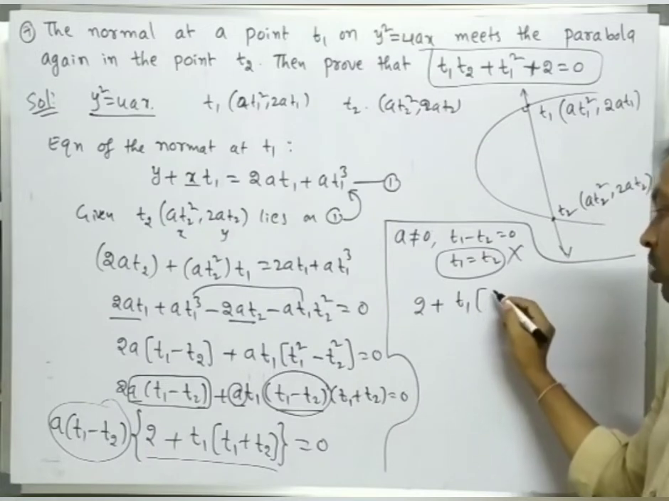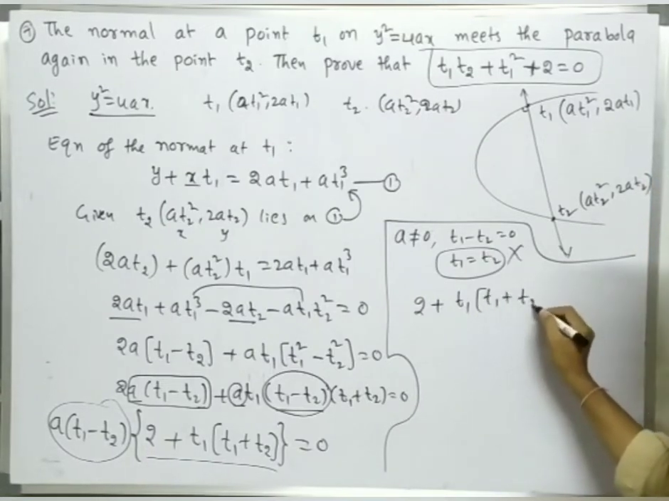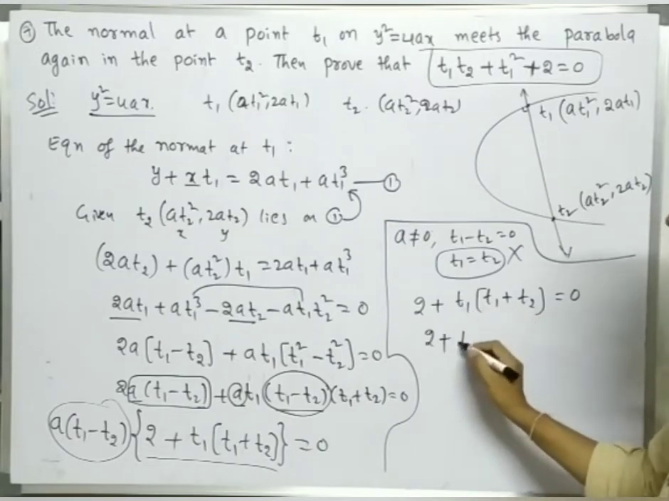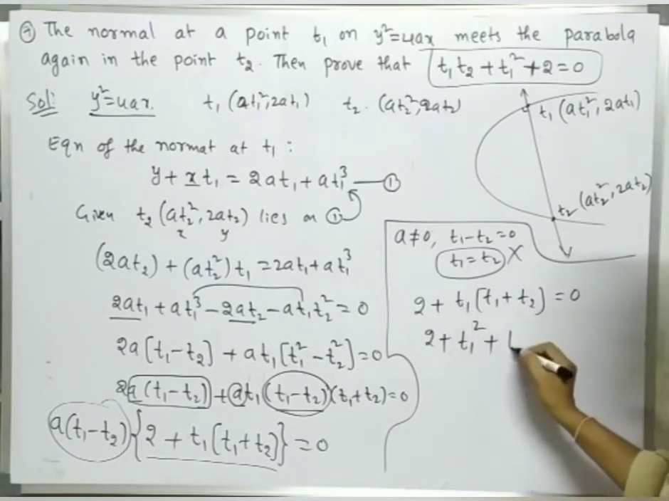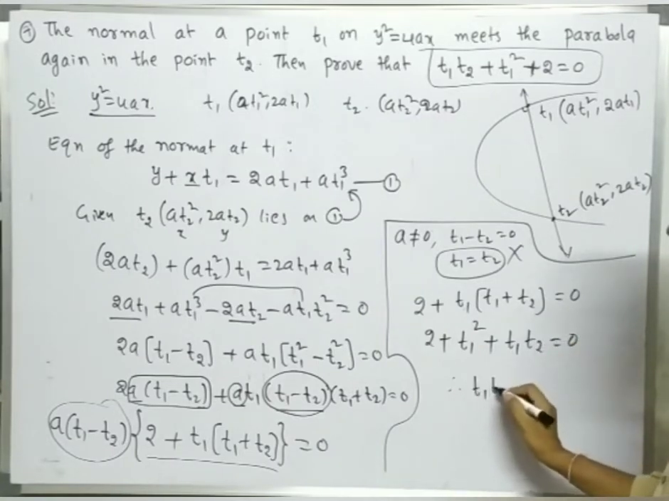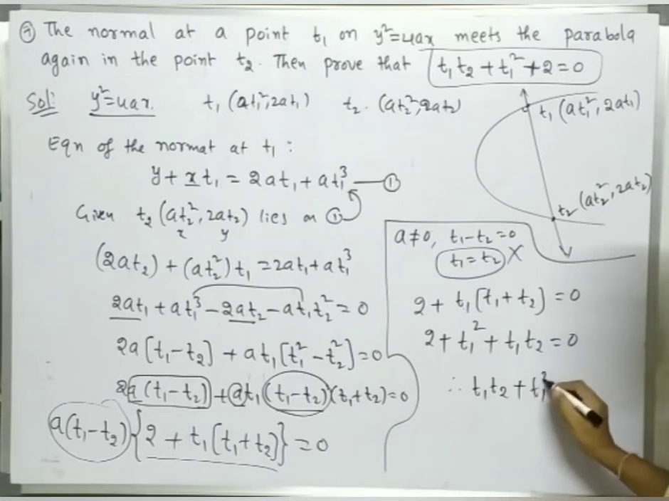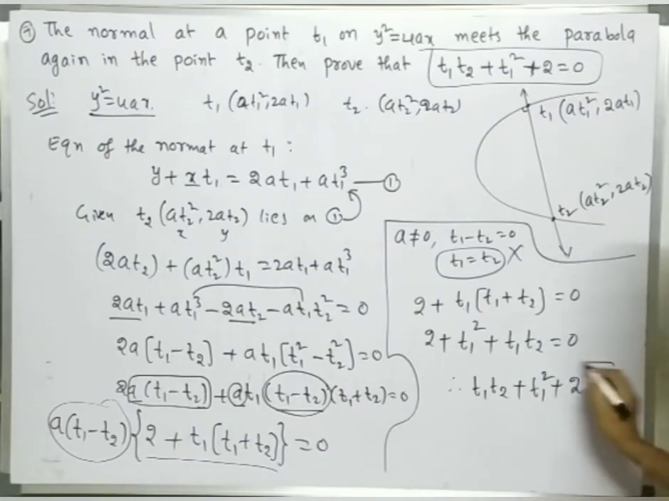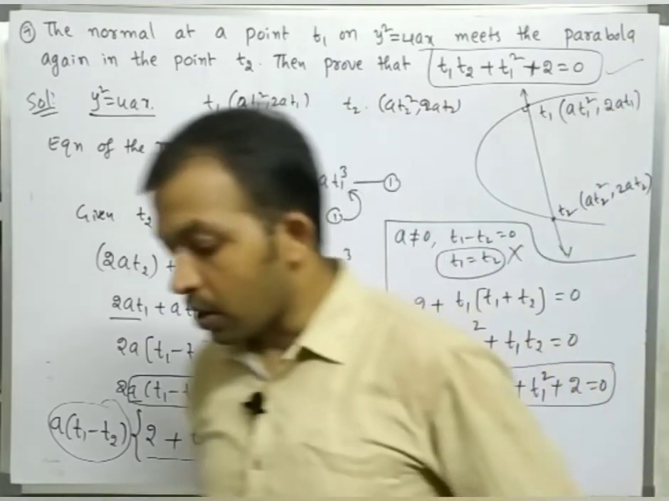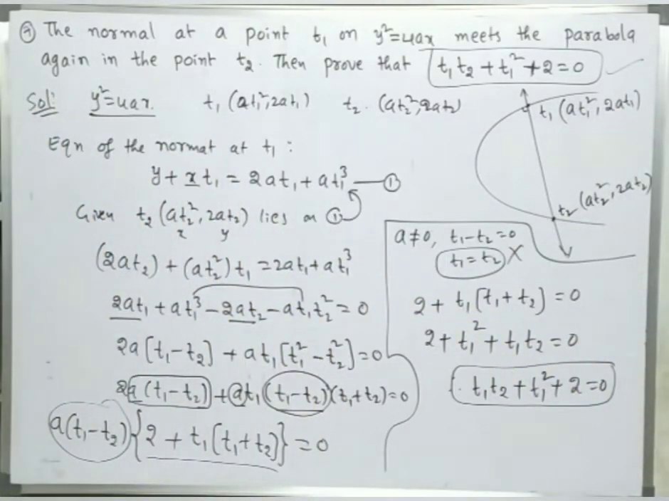That is 2 plus t1 into t1 plus t2 is equal to 0. Therefore t1 t2 plus t1 square plus 2 is equal to 0, which is our required condition. Okay, so simple problem. If you get this problem as a 7 marks question, don't lose 7 marks. So do practice.